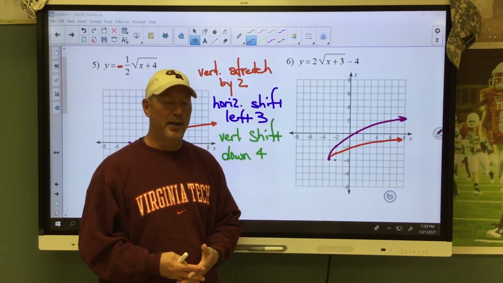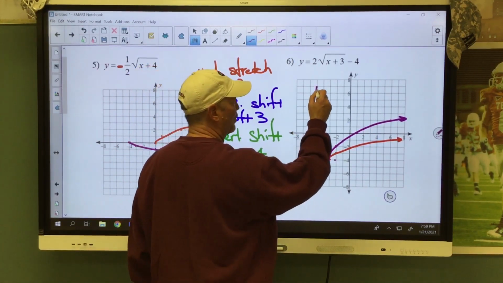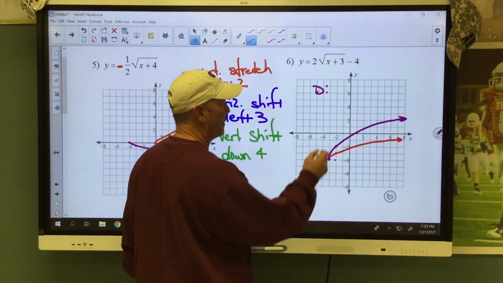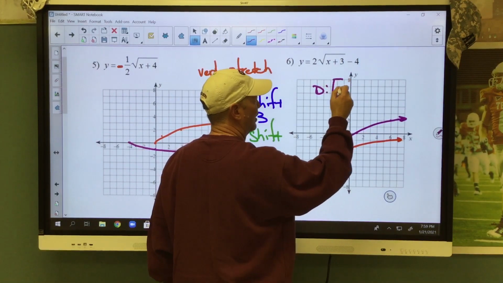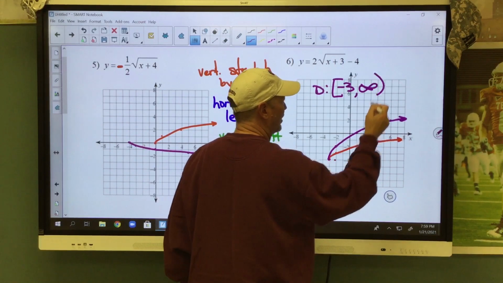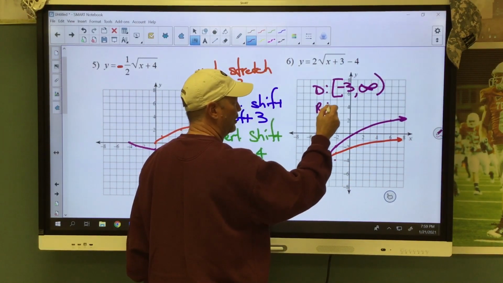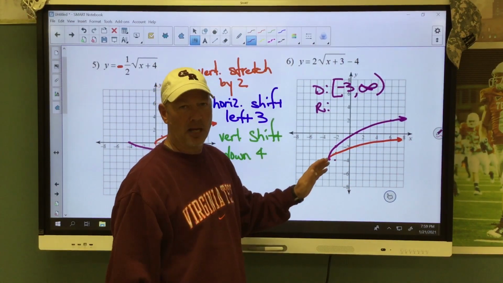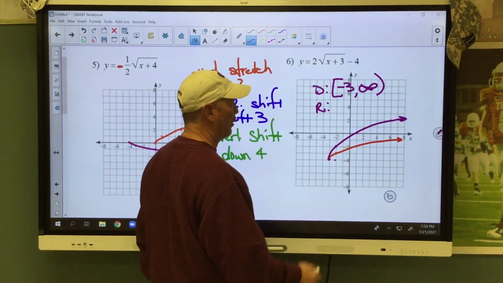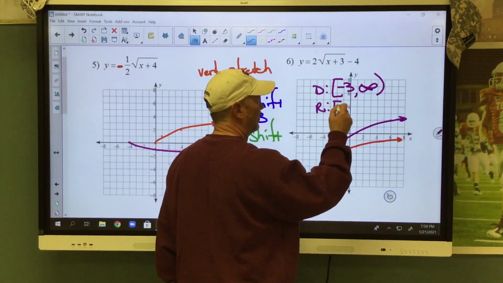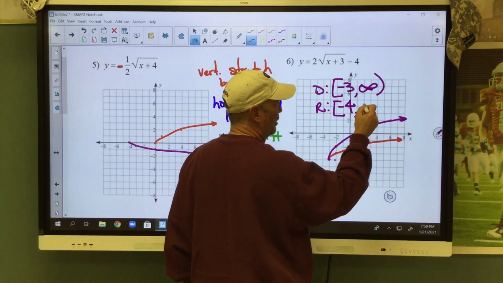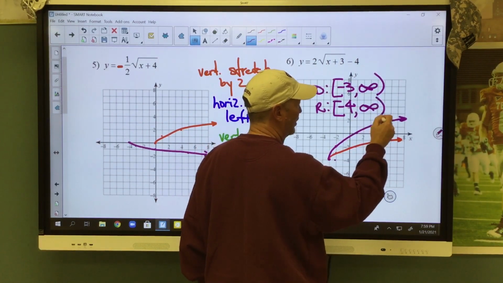What is our domain and range? Well, my starting point for my domain is at -3, and I'm going to positive infinity. As far as the range goes, we're going to start with the low point. The low point is down here at -4, and it's going up forever, so that's going to be positive infinity also.